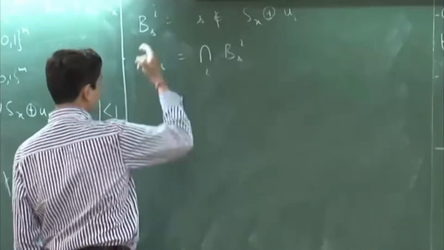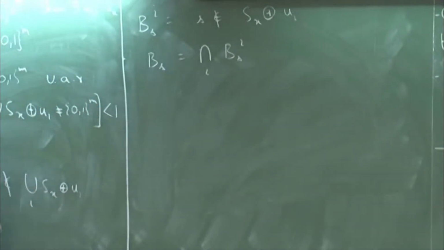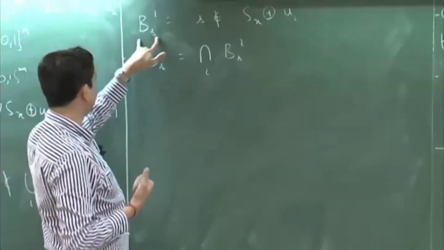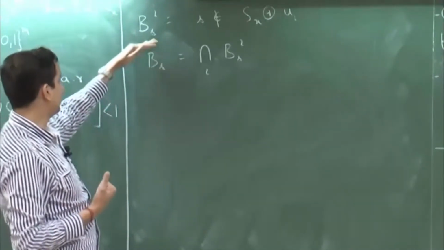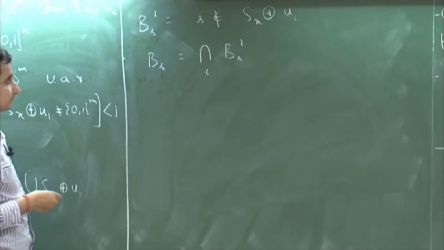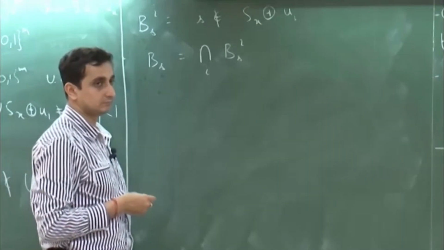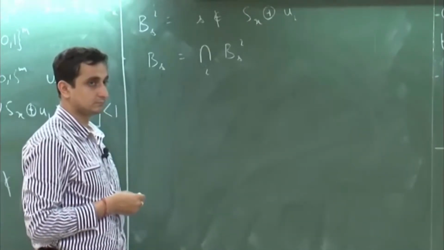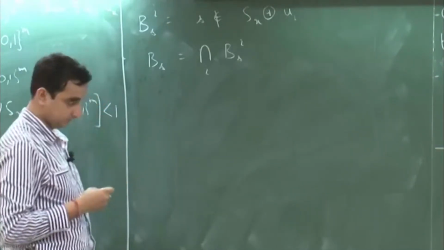So how do we compute this probability? Each B_S,i is an independent event, so once we can compute this, we'll get the overall probability. But how do we compute this? The size of S ⊕ u_i is the same as the size of S, which is greater than or equal to this. So the probability is less than 1 over 2 to the power n.